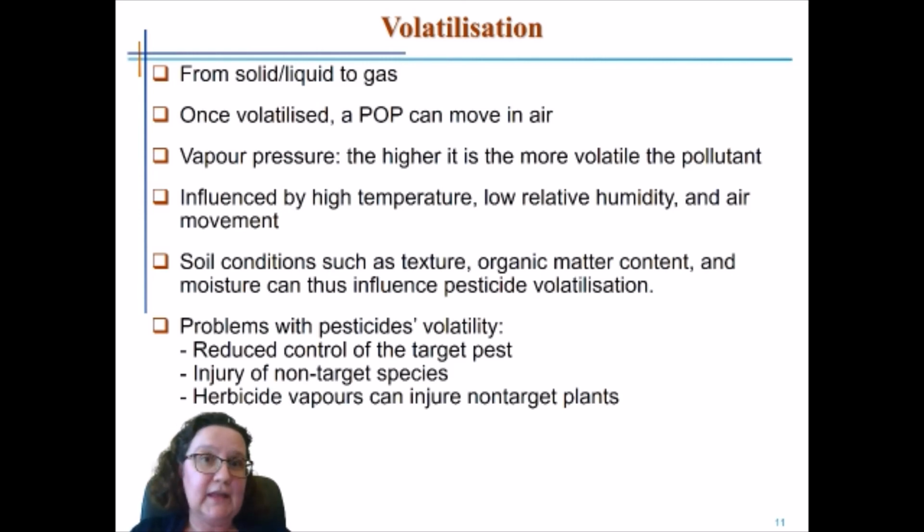What's the problem with volatility with persistent organic pollutants? Well, once they get into the air, they can move long distances. If you're looking at a pesticide, a very volatile pesticide means that the vapors of the pesticide can injure non-target plants, and you have a reduced control of the target pest, since the pesticide literally will fly away from the area where you have sprayed it.